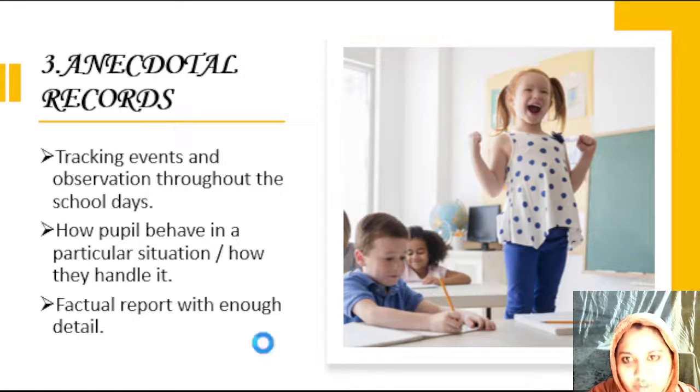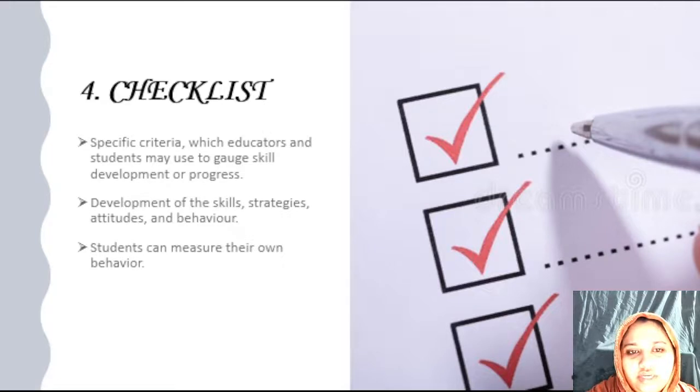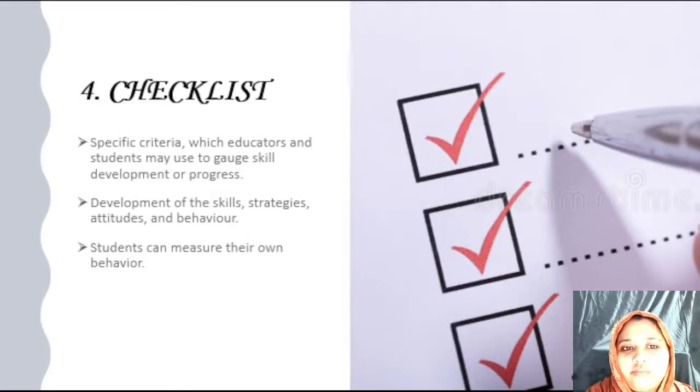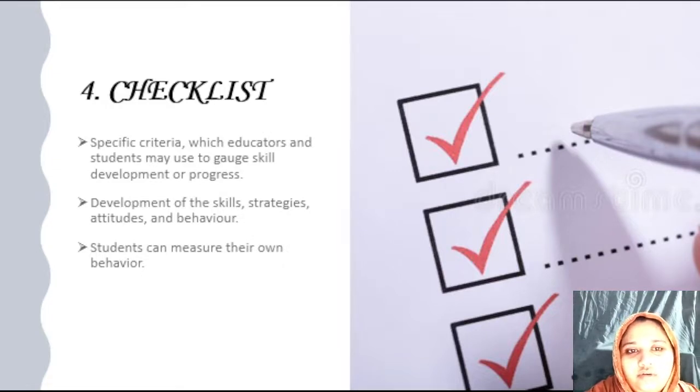Next one is checklist. Checklists are assessment tools that set out specific criteria which educators and students may use to gauge skills development or progress. Checklists set out skills, attitudes, strategies, and behavior for evaluation and offer ways to systematically organize information about a student or a group of students.